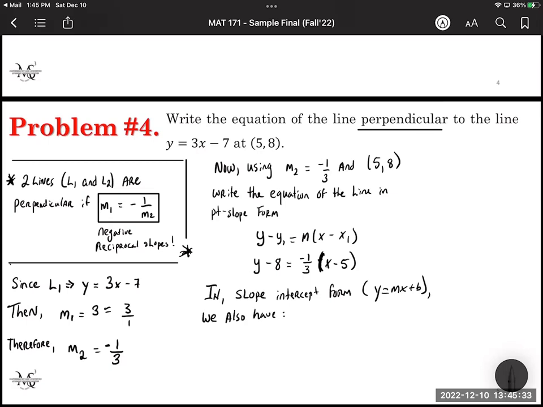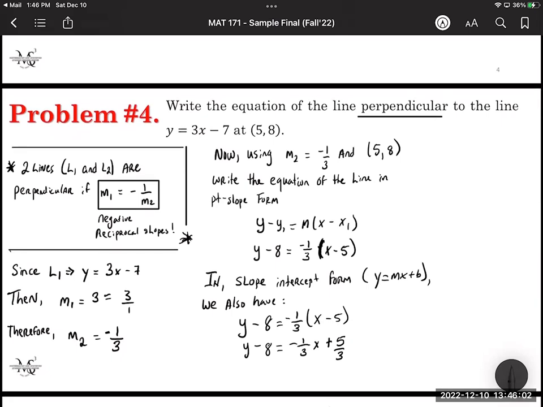So check this out. We're going to get y minus 8 equals negative 1/3 of x minus 5. So you can distribute the negative 1/3 inside the parentheses. So this will be negative 1 over 3x. And then negative 1/3 times negative 5 is going to be positive, right? Two negatives is a positive. So this is going to be positive 5/3.